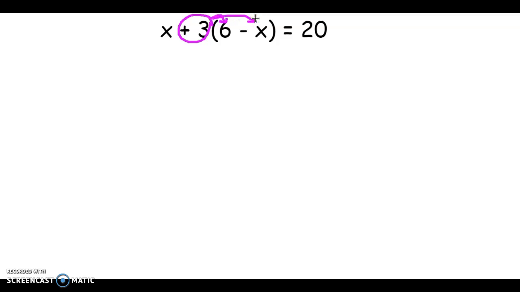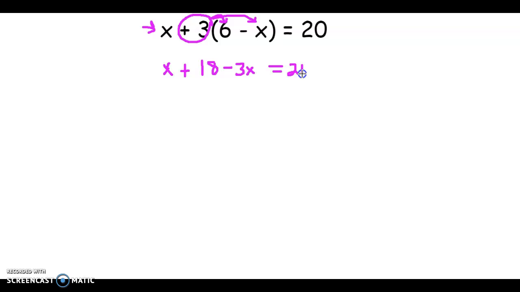So the first thing I'm going to multiply by is 3 times 6, I get 18. Then I know that a positive times a negative is a negative, and 3 times x is 3x. Now remember, this x out here did not take part in the parenthesis party. So all I'm doing there is writing it down here and bringing down my positive 18. And that all still equals 20.